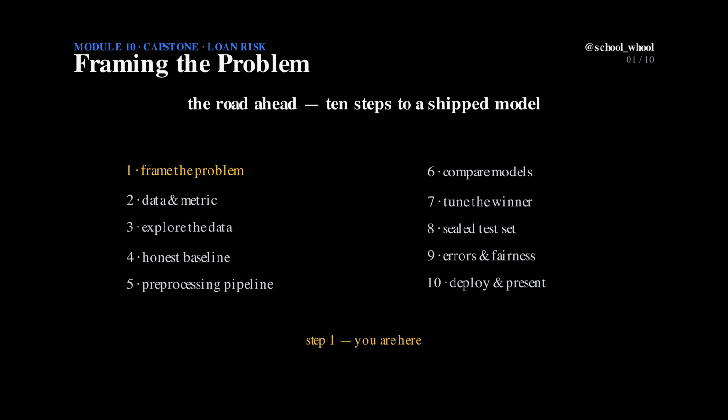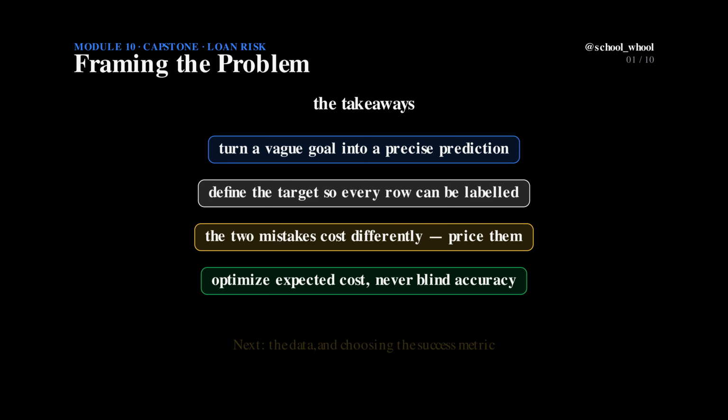So, the lesson before the machine learning. Turn a vague goal into a precise prediction. Define the target so every row can be labeled. Recognize that the two mistakes cost differently, and price them. And optimize expected cost, never blind accuracy. Next, we'll look hard at the data and choose our success metric.